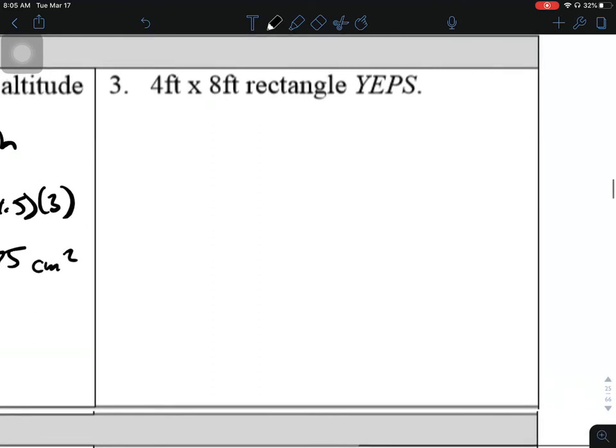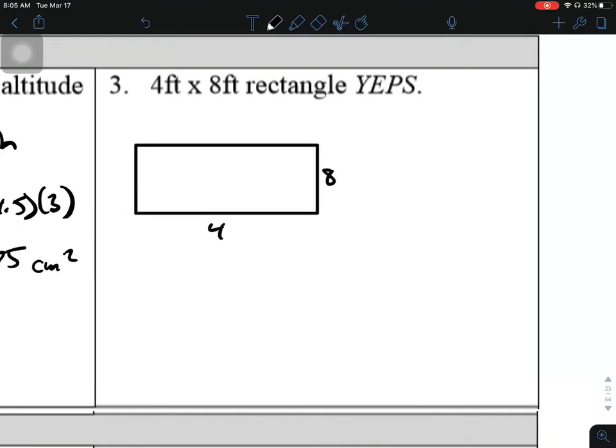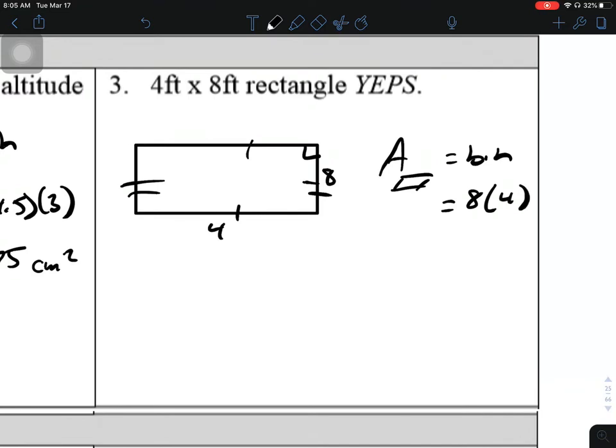Number 3, rectangle. Rectangle is still a parallelogram. Directions say to draw a picture. It's 4 by 8. Area of a parallelogram is base times height. Base and height are 8 and 4. You could make an argument that either one is either one. The units are square feet. Cool.